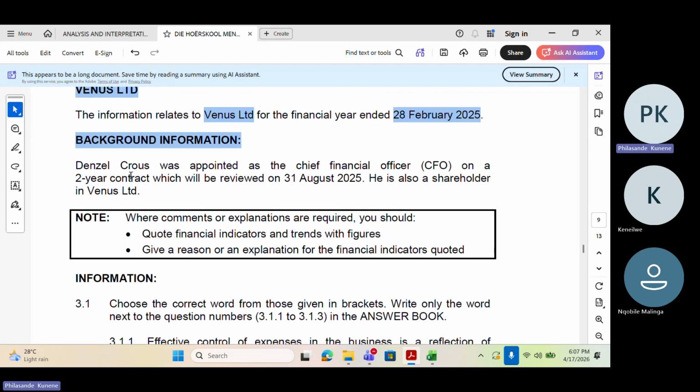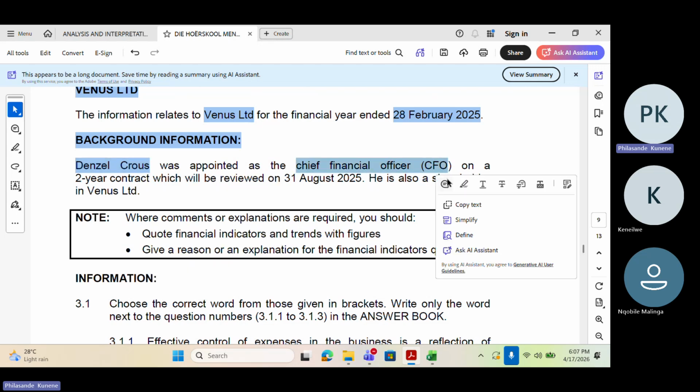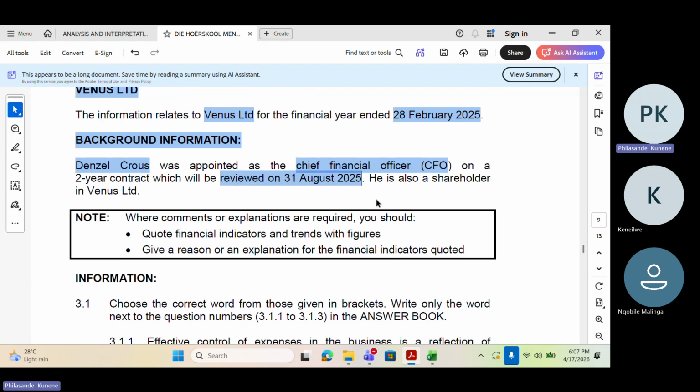So here, they're saying Denzel Cross was appointed as the chief financial officer, right? On a 2-year contract, which will be reviewed on 31 August 2025, right? He is also a shareholder in Venus Ltd. So this is a CFO. A CFO is a chief financial officer. It is actually one of the executive directors, because if you are CFO, you are actually a director, an executive director. So that is Denzel Cross, who was appointed as a CFO on a 2-year contract, which will be reviewed on the 31st of August 2025.